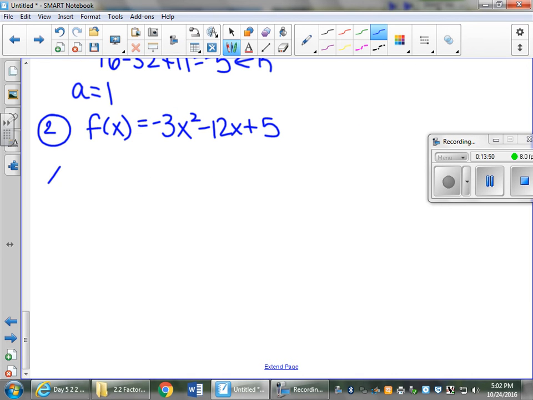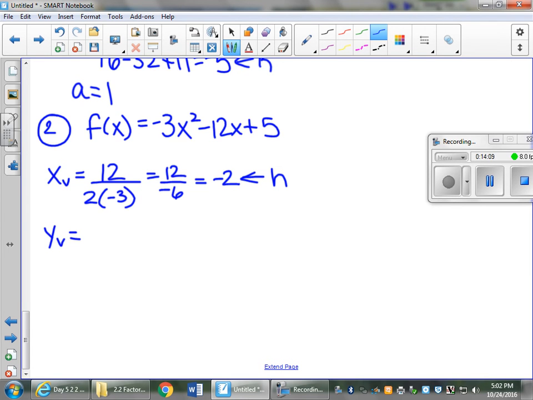Going to again find my vertex. So negative 12 is positive 12 over 2 times a. We get 12 over negative 6, which is negative 2. That's h. x of the vertex is h. Sub it in to get y of the vertex.